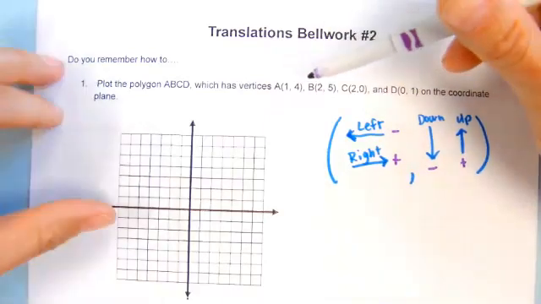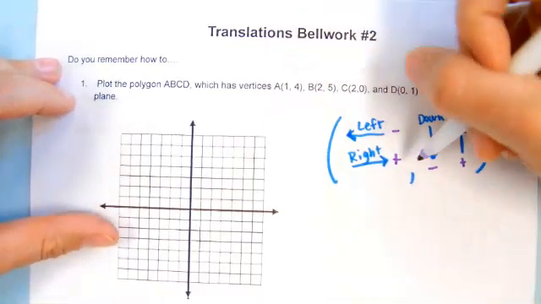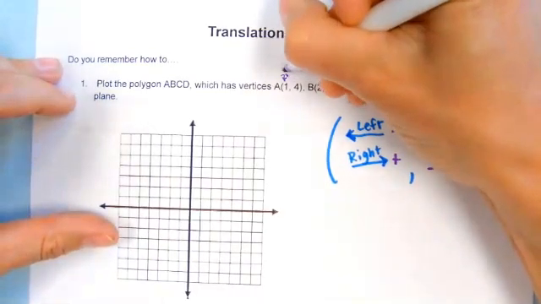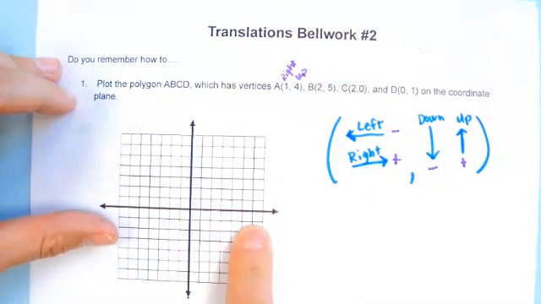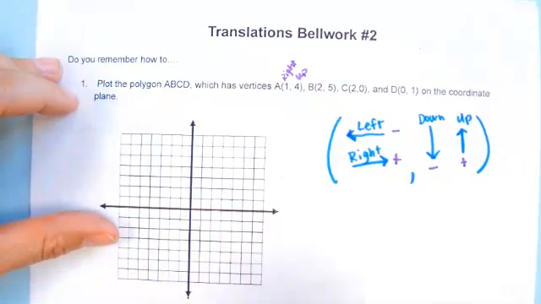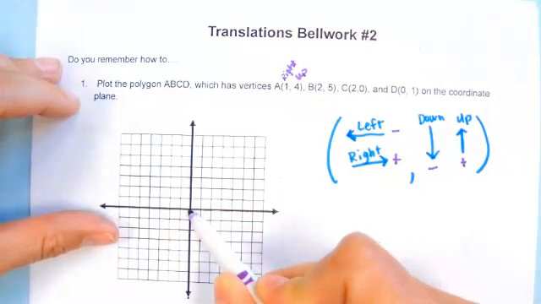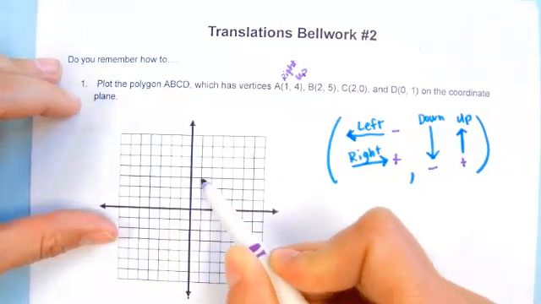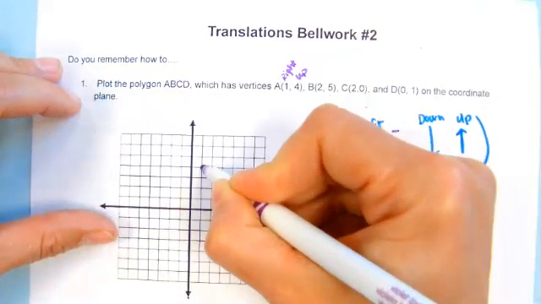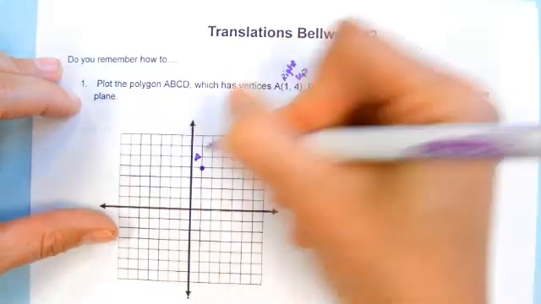So A is at (1, 4). That means that we are going to go right 1, and up 4. Now this is not labeled though, so what you have to do is actually count. We start at (0, 0) and go right 1, and then up 1, 2, 3, 4, and you just count the squares and then you label it A.